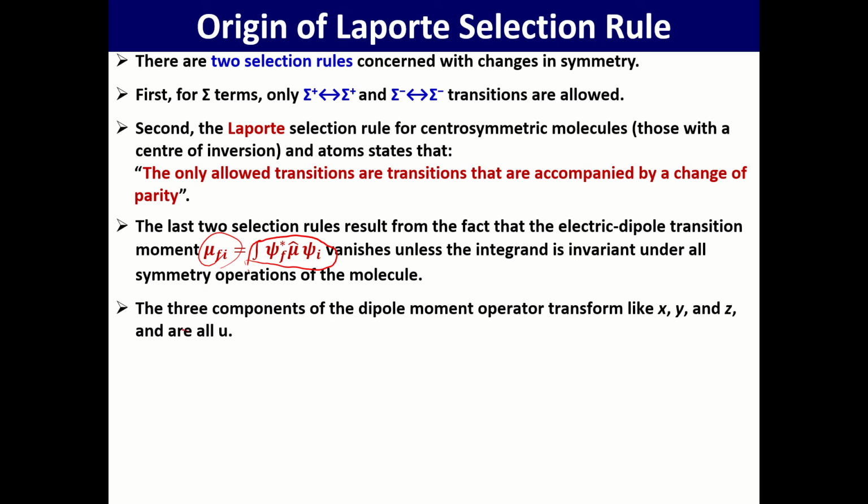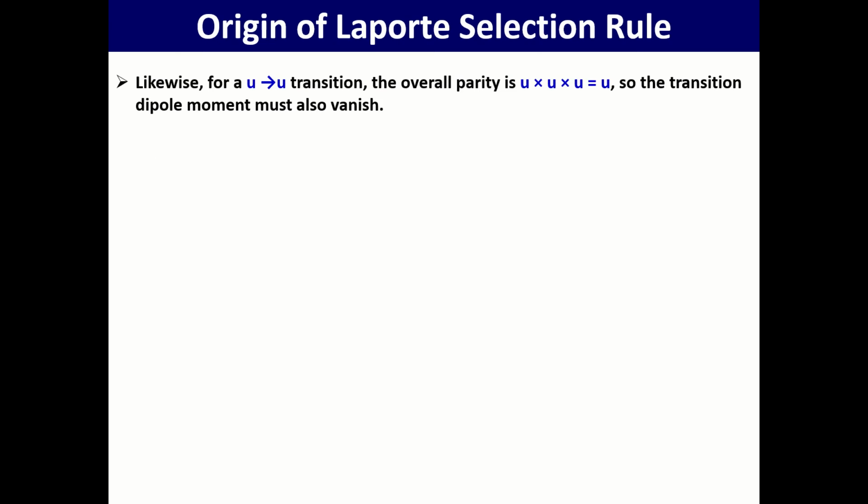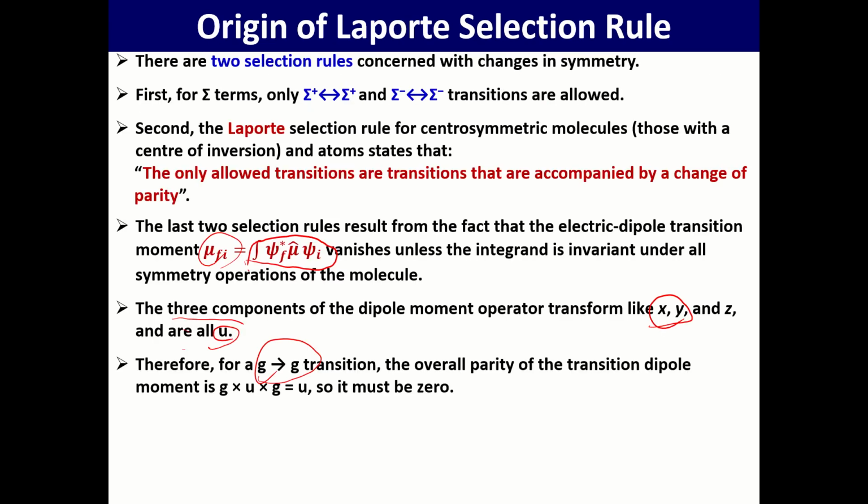ठीक है. So three components x, y and z all are ungerade with respect to center of symmetry. With respect to center of symmetry, x, y, z तीनों ungerade, u की तरह behave करेंगे. ठीक है. And four, so this kind of transition only G to U; G to G or U to U transition is not allowed. So the two cases are discussed over here, U, U, U. दोनों केस डिस्कस किया हुआ है, देख रहे हैं.